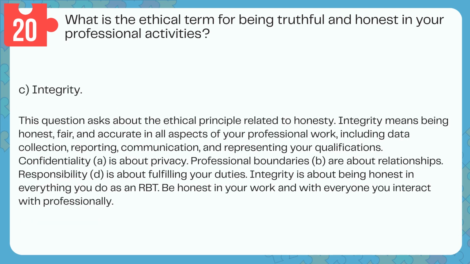Answer: C, integrity. This question asks about the ethical principle related to honesty. Integrity means being honest, fair, and accurate in all aspects of your professional work, including data collection, reporting, communication, and representing your qualifications. Confidentiality, A, is about privacy. Professional boundaries, B, are about relationships. Responsibility, D, is about fulfilling your duties. Integrity is about being honest in everything you do as an RBT. Be honest in your work and with everyone you interact with professionally.